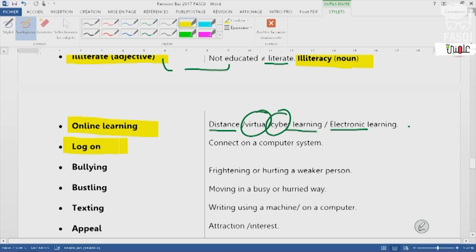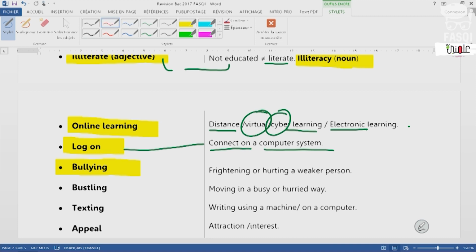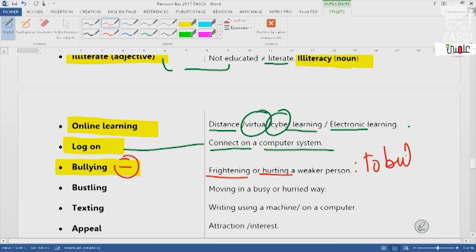Of course, there you need a computer. You need to log on, or to get connected, right? Computer and computer system. And of course, it may be an option and a good solution for those who are going to be bullied. Bullying, what's that word? Here, of course, something that nobody wants, something which is going to be frightening, something which is going to enhance fear, hurt someone who is weaker than you. So the verb is to bully. A bully, all right? So maybe online learning is a good measure to maybe reduce that trouble.